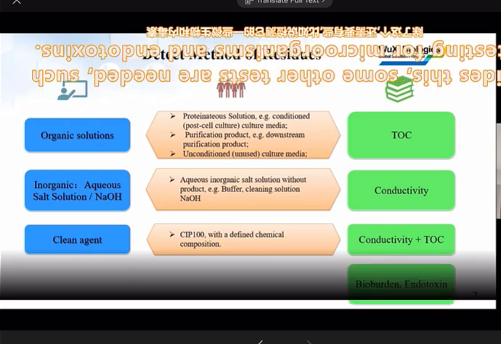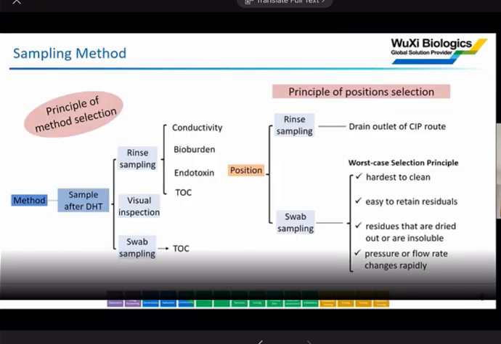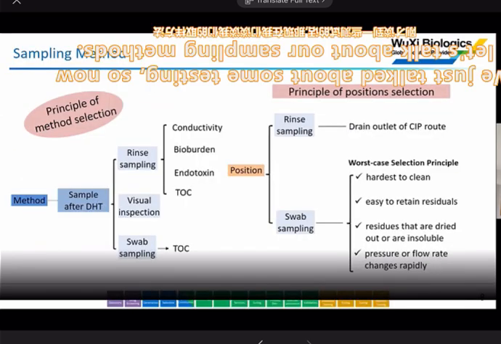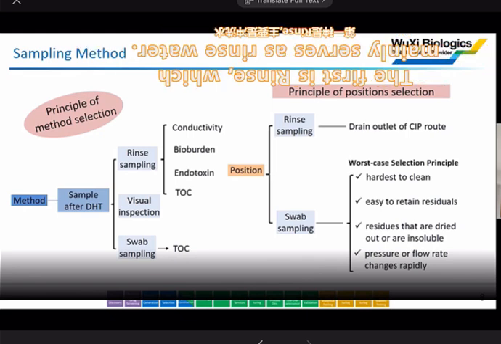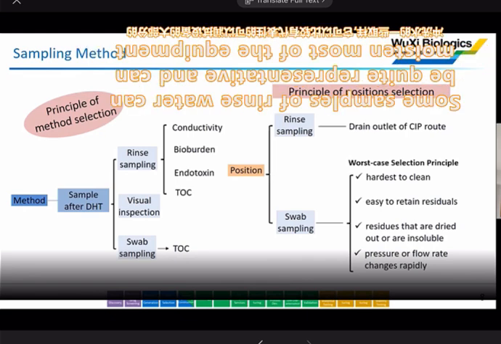There are also things like our cleaner, CIP 100, which is a mixture. It may include organic solvents and some inorganic salts. Therefore, it is necessary to measure conductivity and TOC. Besides this, some other tests are needed, such as testing for microorganisms and endotoxins.